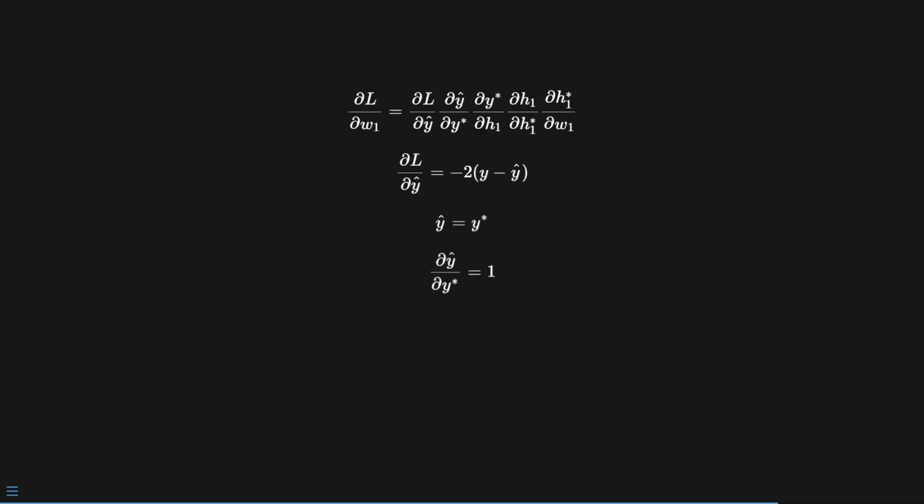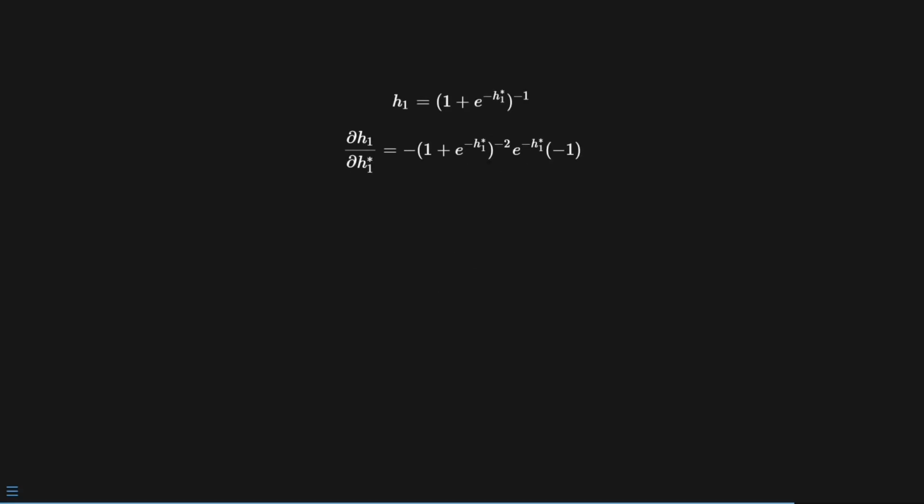I'm not gonna walk through every derivative, but there is one that's really interesting. And this is h1 with respect to h1 star. By using the definition of the sigmoid function, we will reach some complicated expression. Let's simplify as much as we can, and then there is a trick. You may note that (1 plus e to the minus h1 star) to the minus 1 is actually the definition we have for the sigmoid function. But hey, since this is to the minus 2, we can see that this is just h1 squared.